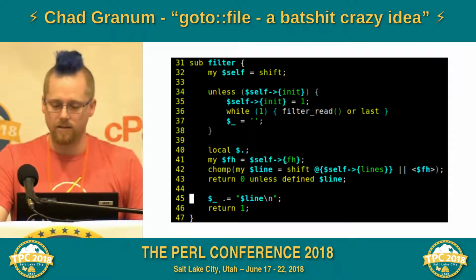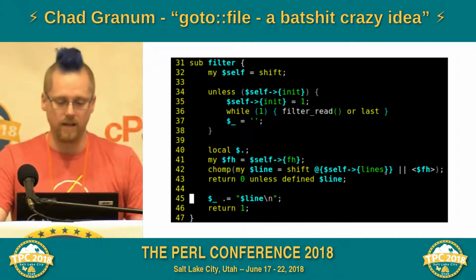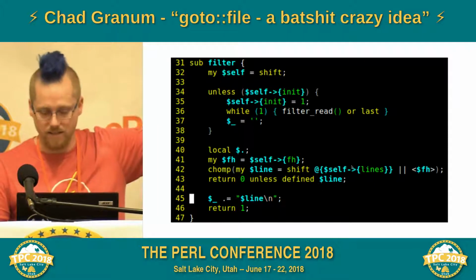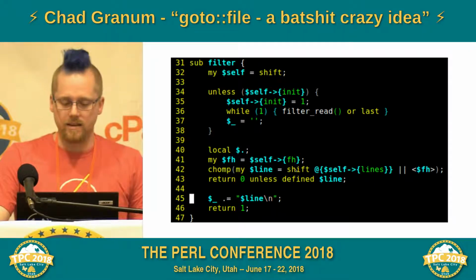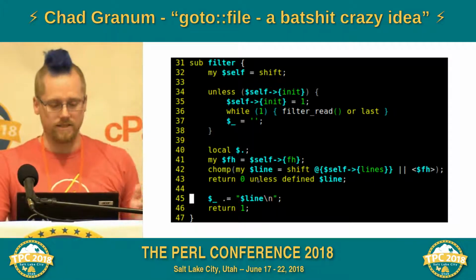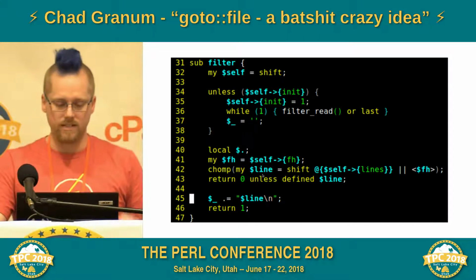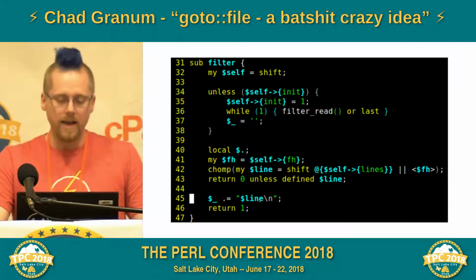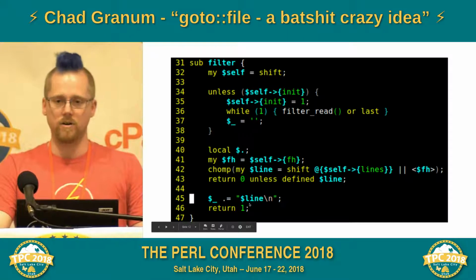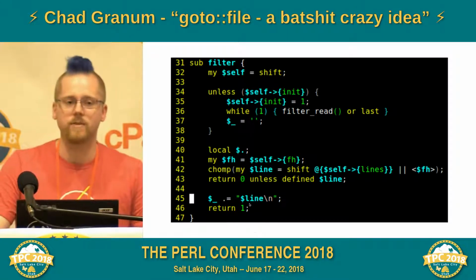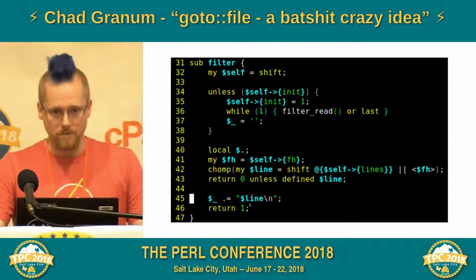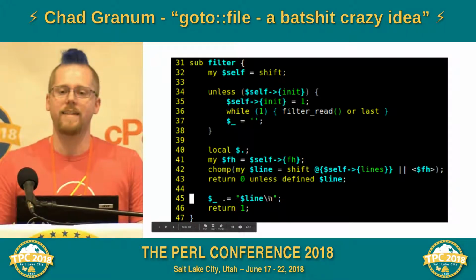Get the file handle. We read the next line from the file handle. Unless there's lines that we need to inject, it does those first. And then it will return 0 if no line's defined, because that's how a filter works. If there was a line, it appends it to $_ and then returns. And suddenly, Perl is not only parsing and running the new file, it knows that it is in the new file. That is the end.